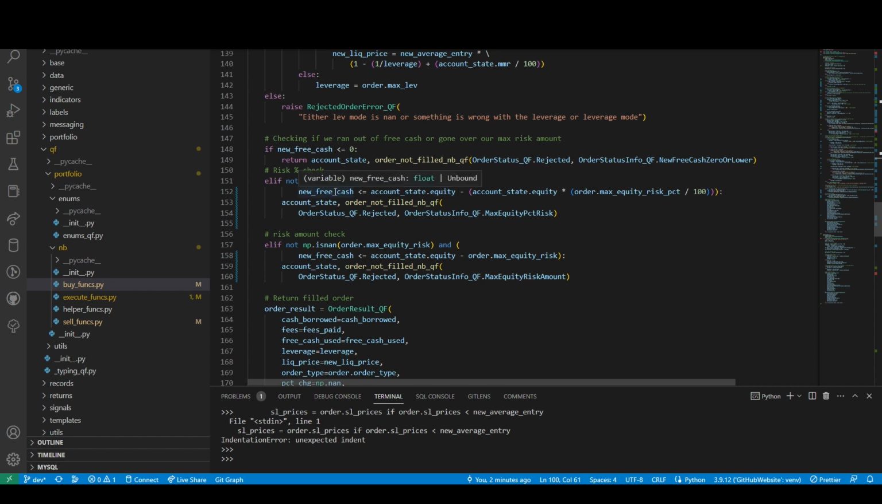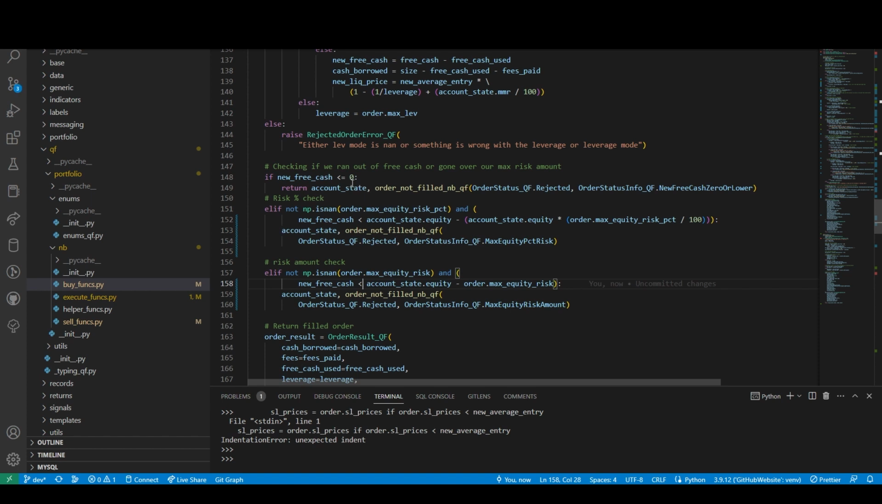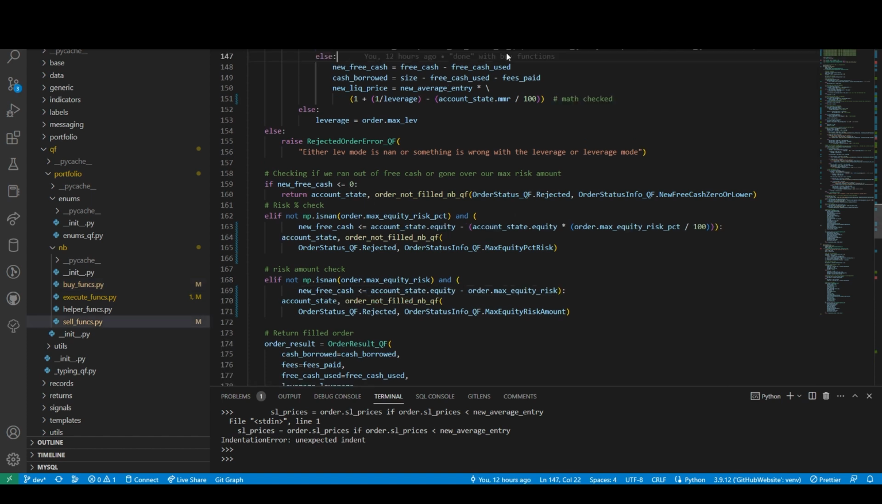Okay, that makes sense. So if our new free cash is less than or equal to 95, then we're saying it's less than 95, because we can do 95. Okay, there we go. And we'll do this. Yeah. So that makes sense.